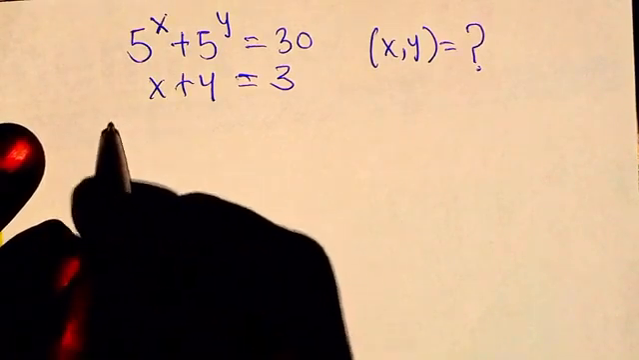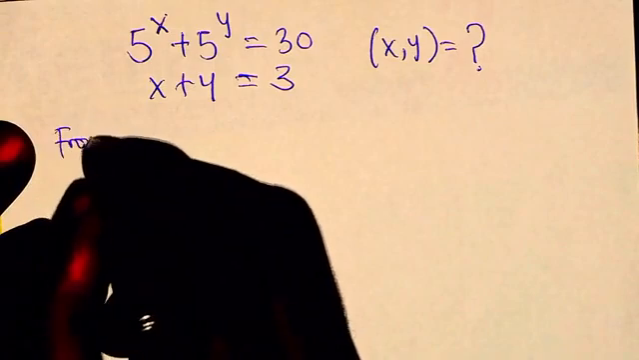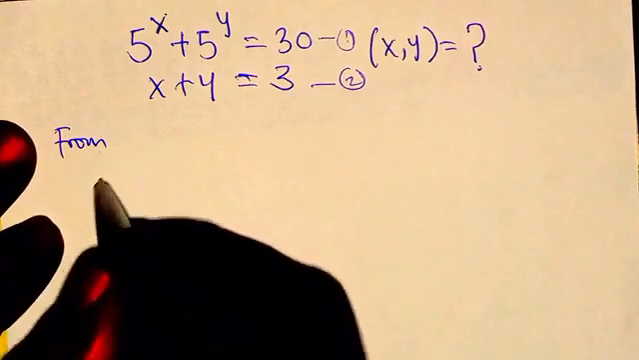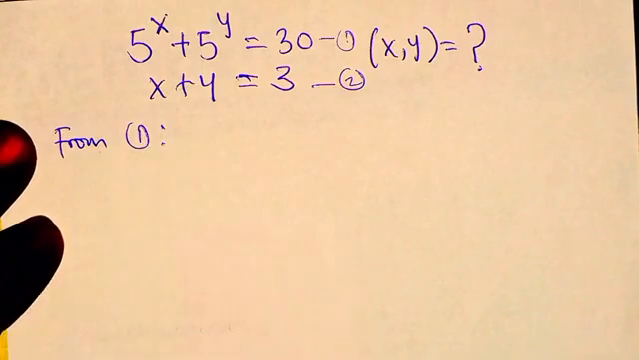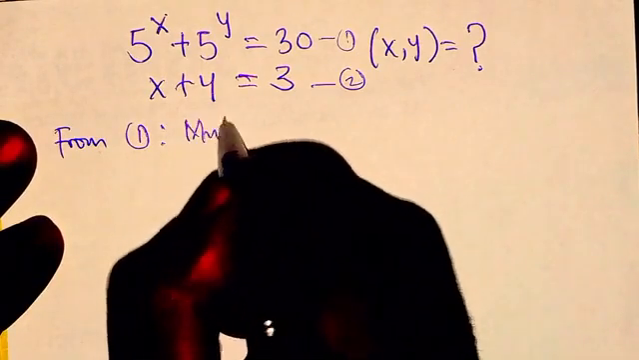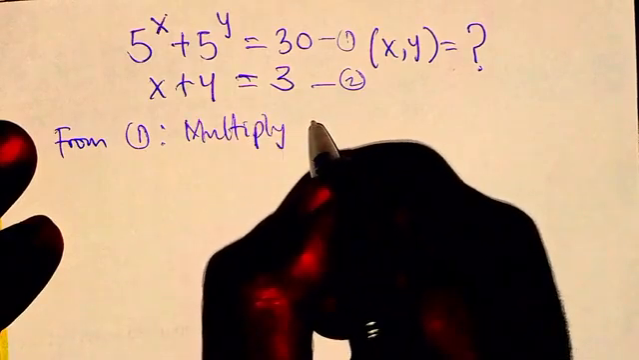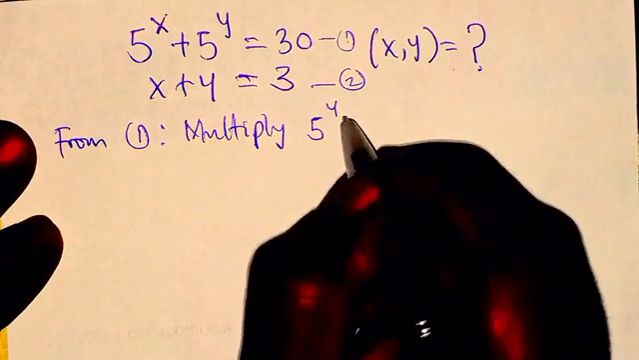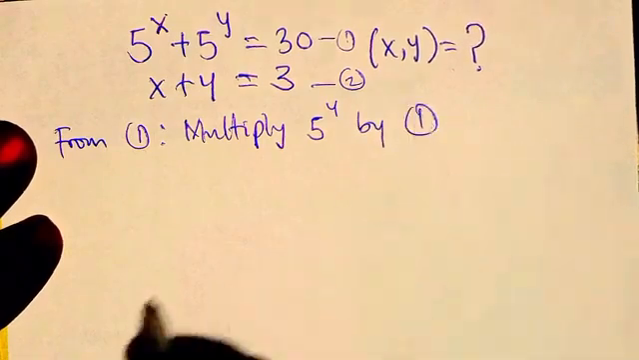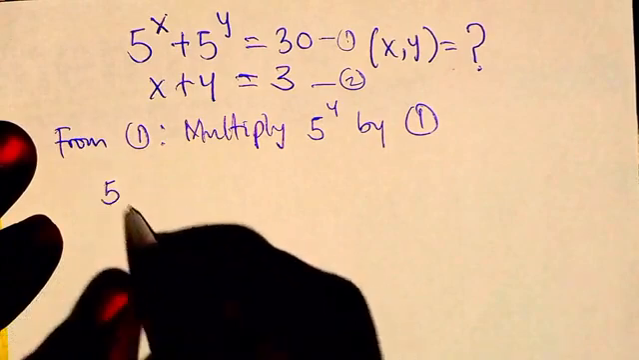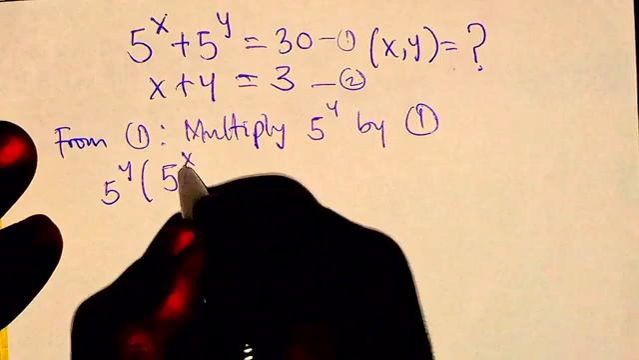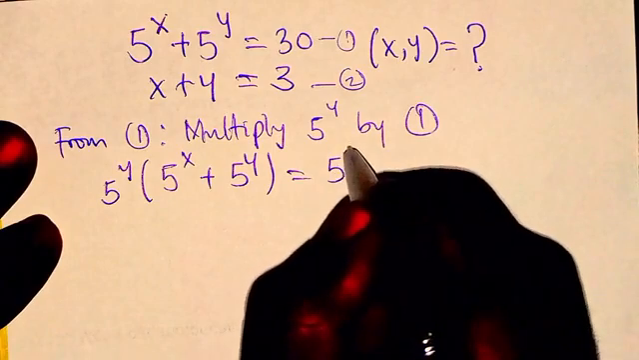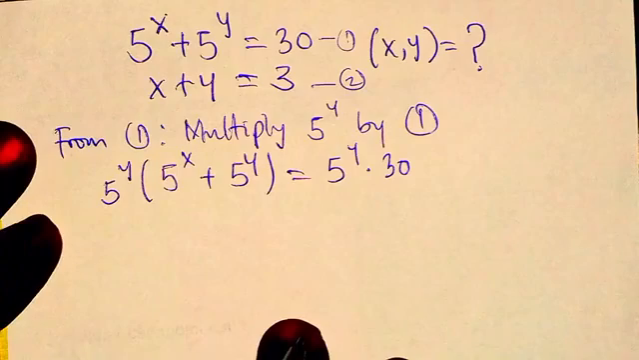So now let's begin to solve the problem. I will call this equation 1, and I will call this one equation 2. From equation 1, I'm going to multiply by 5 to the power y. What I'm saying is that I'm going to be having 5 to the power y multiplied by 5 to the power x, plus 5 to the power y, equals 5 to the power y times 30.